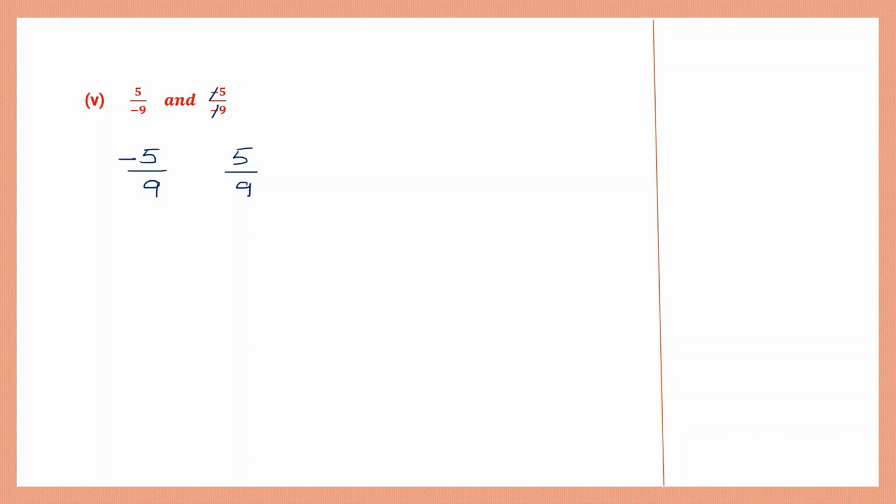Now the denominators are the same. So let's look at the numerators. One is minus 5 and the other is 5. So this is a negative number. This is a positive number. The negative number is smaller than the positive number. So what is our answer here? Minus 5 by 9 is less than 5 by 9. So if you go back to the question, you will say 5 by minus 9 is less than minus 5 by minus 9.